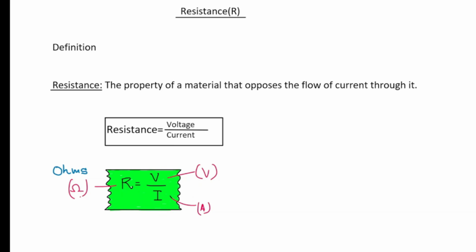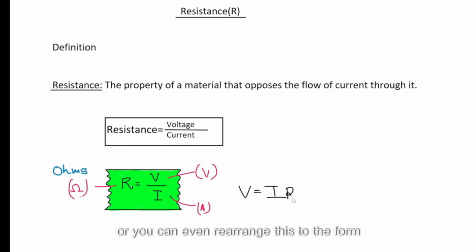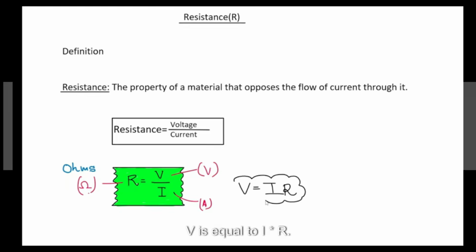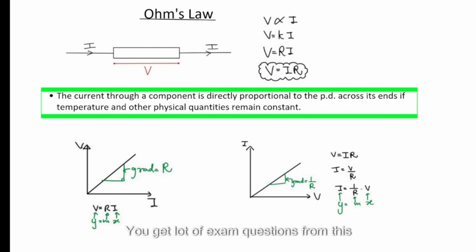Resistance is the property of the material that opposes the flow of current through it. Mathematically, resistance is defined as voltage divided by current. R is equal to V divided by I, or you can even rearrange this to the form V is equal to I times R. You get lots of exam questions from this formula.